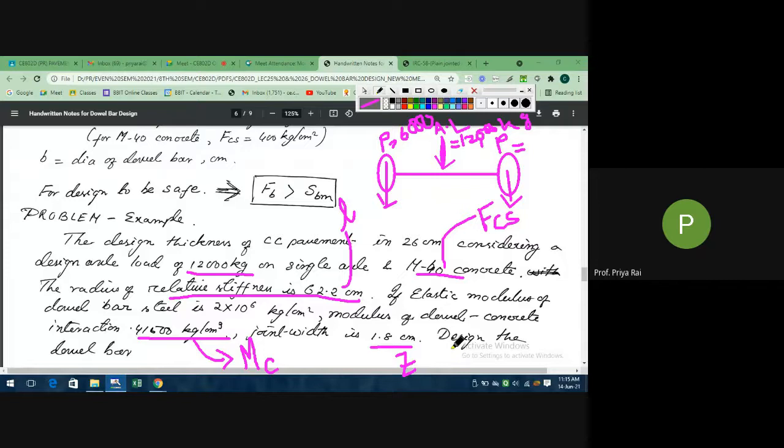Now they are telling us to design the dowel bar. That means you have to design the diameter, the length, and the spacing, three things. But as per this method, you have to keep the length within 500. That thing you have to consider. So only two things we need to design as per this method, that is the diameter and the spacing. These things have been provided to you, other things you have to assume. Many things they won't give you. Suppose the elastic modulus of the dowel bar, ES, they have already provided. Other things we need to assume.